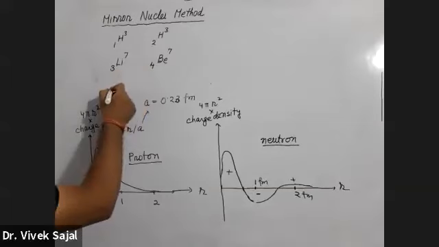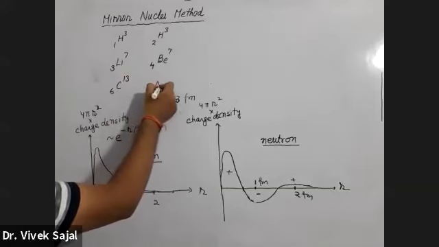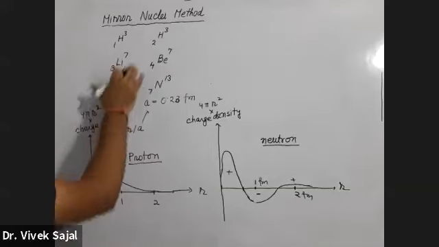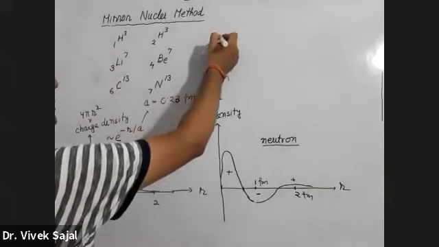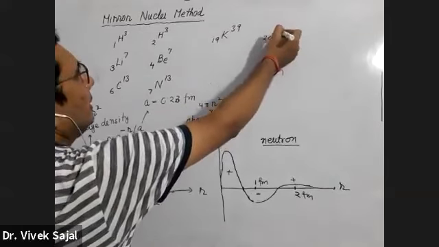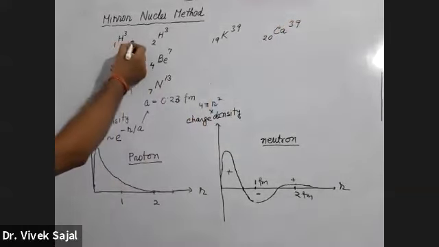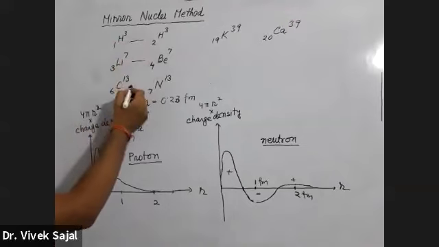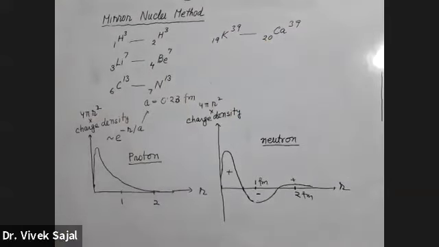Next is 6C13 and this is 7N13. This is another combination. Then we have 19K39 and here we have 20Ca39. So these are a few combinations. These two are mirror nuclei, these two are mirror nuclei, these two are mirror nuclei, and these two are mirror nuclei. So these are a few examples of mirror nuclei. Now you can understand what the meaning of mirror nuclei is here.